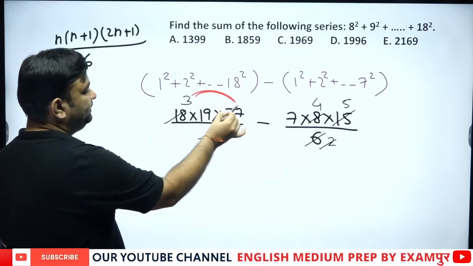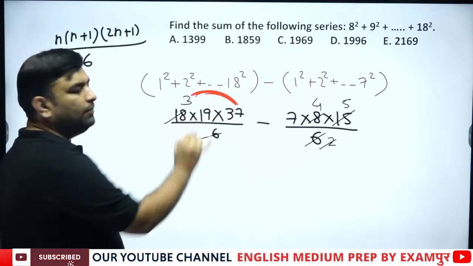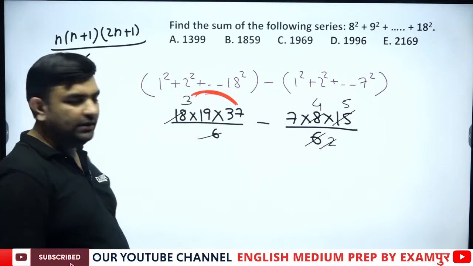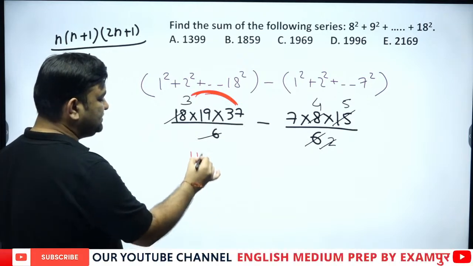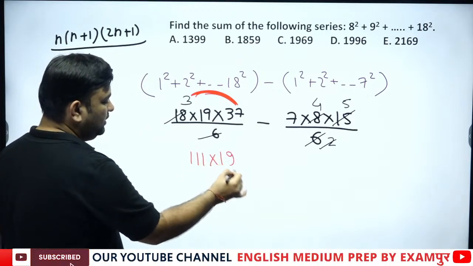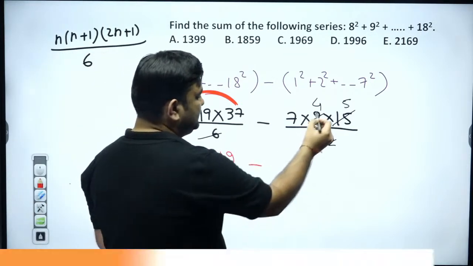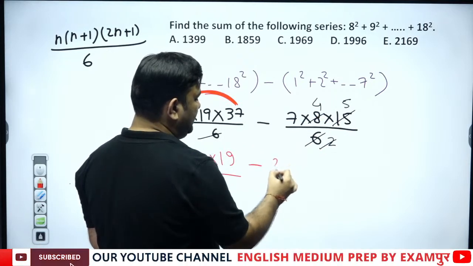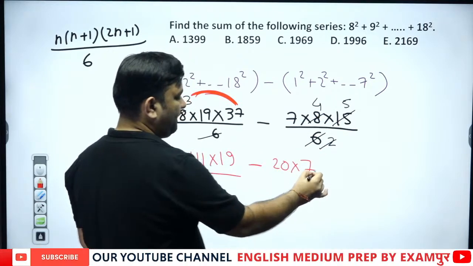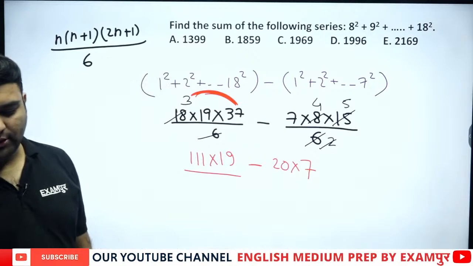37 into 3 is looking like a magical number to me. I think it is 111. And this is 20 into 7.